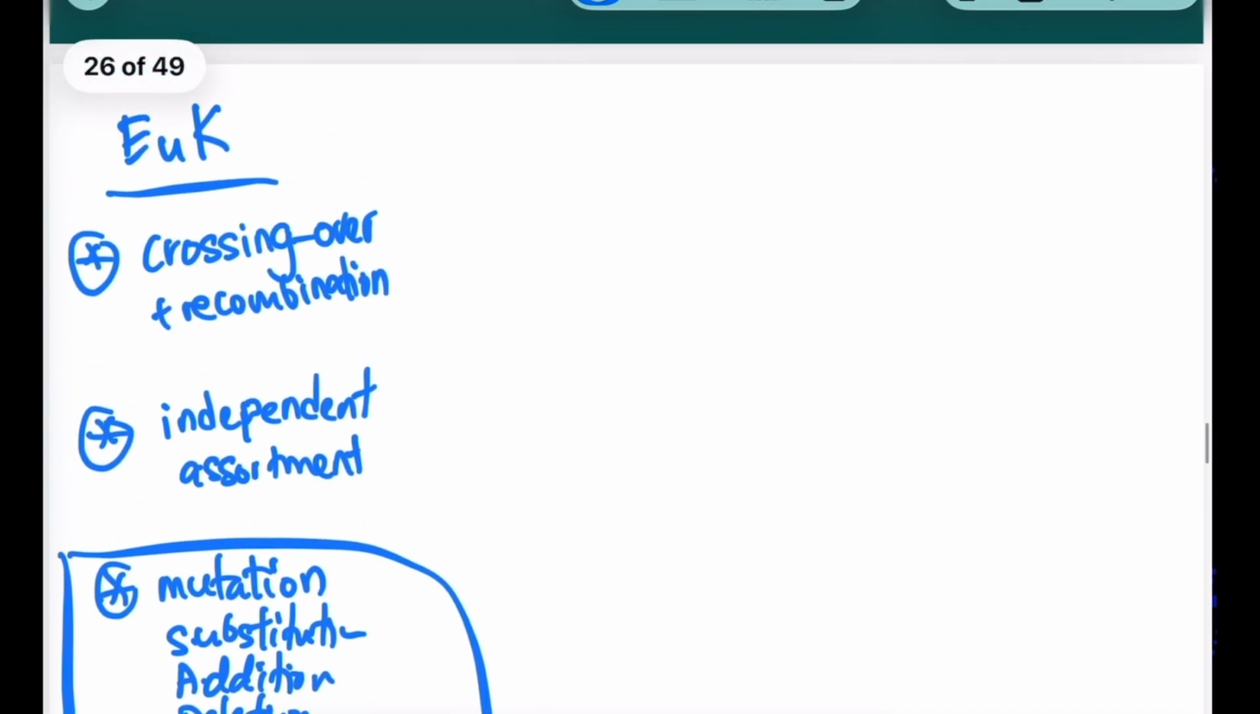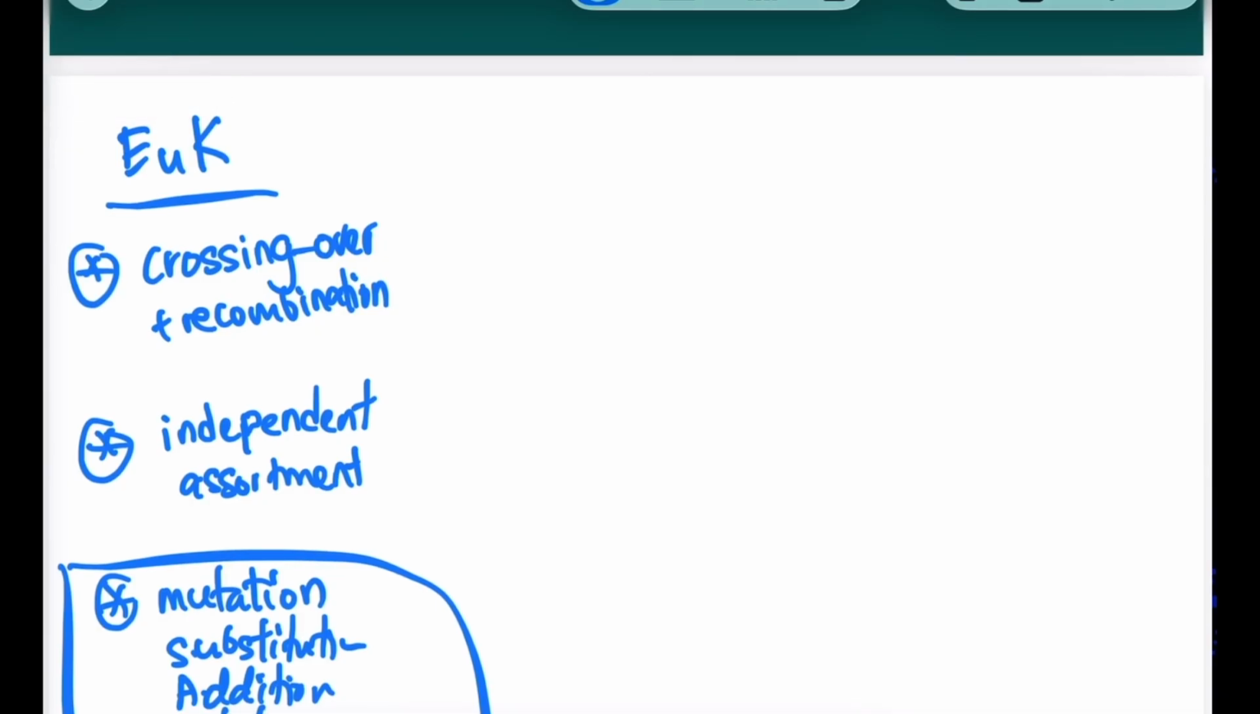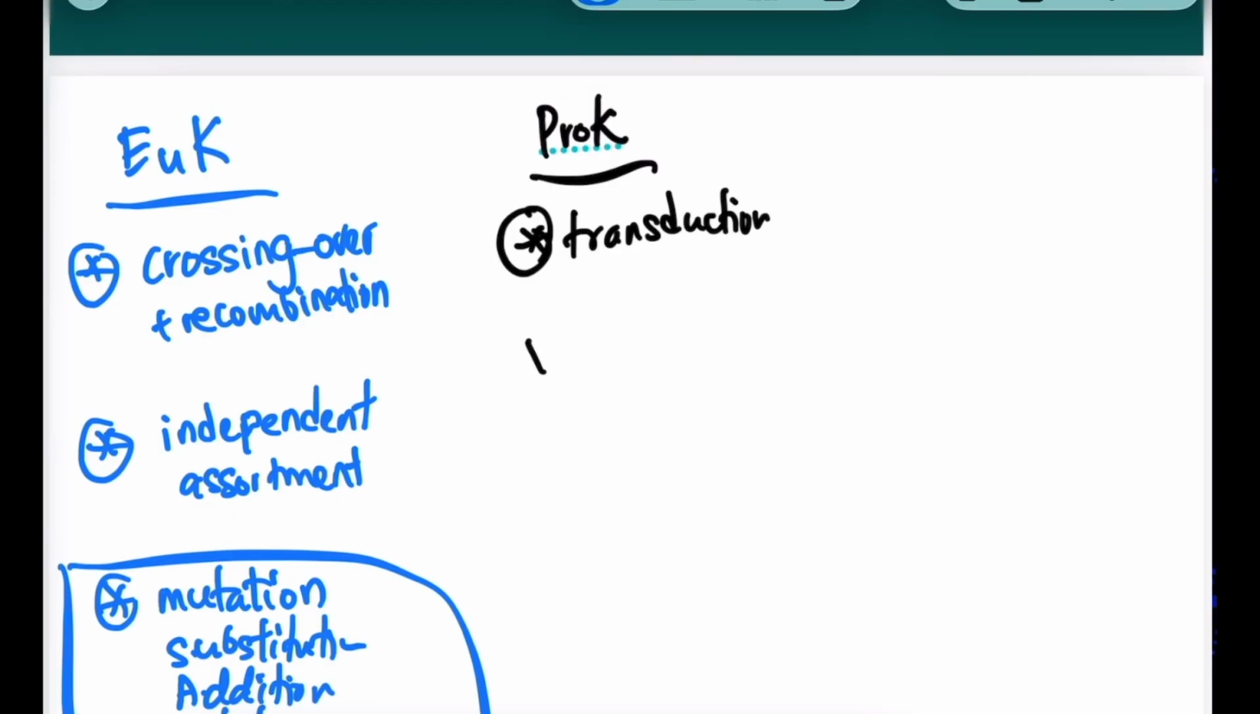But the beneficial genetic variation actually comes from crossing over. That's how they mix the linkage grouping, and then the independent assortment. So this is genetic variation that happens naturally in eukaryote. Then when it comes to prokaryote, you have three processes. Okay, transduction, transformation, and conjugation.